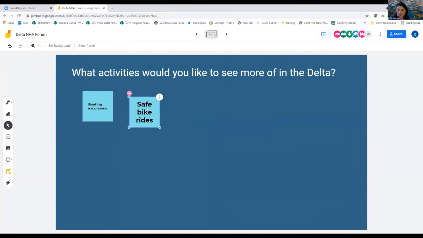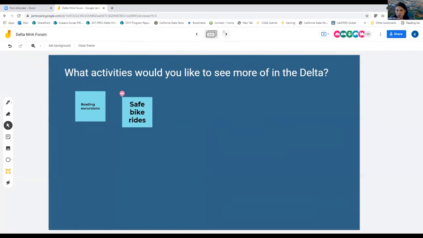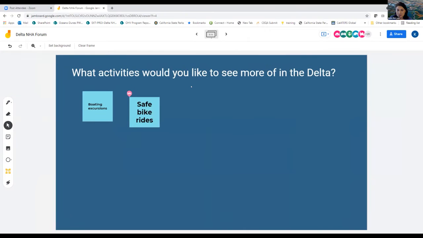And then the last one here, let's see, do I have another one? Nope, the last one is, what activities would you like to see more of in the Delta? And it could be any activity. It could be guided tours, it could be recreation, things to do, places to see, more trail connections. Yeah, so you guys are getting it.